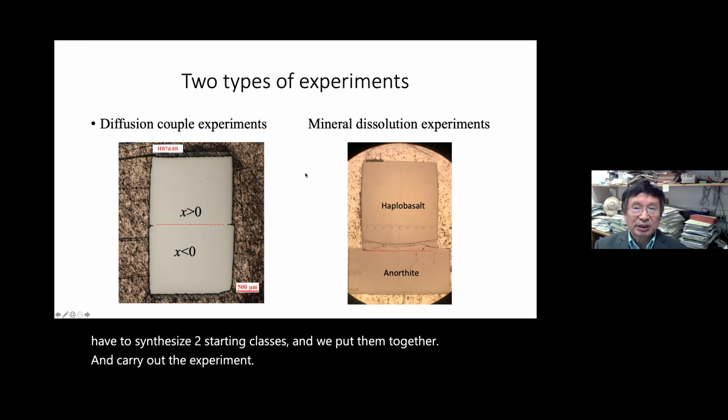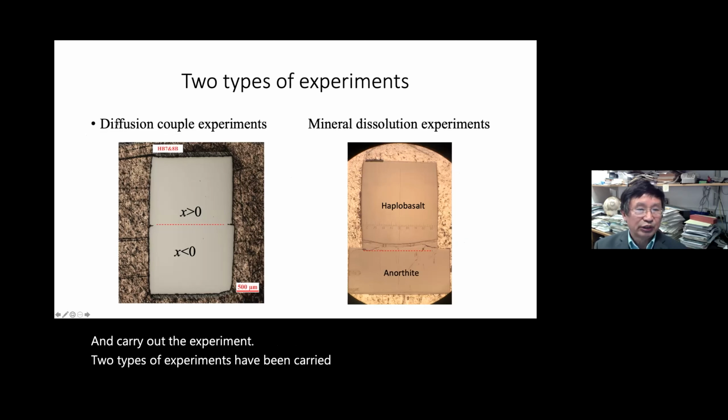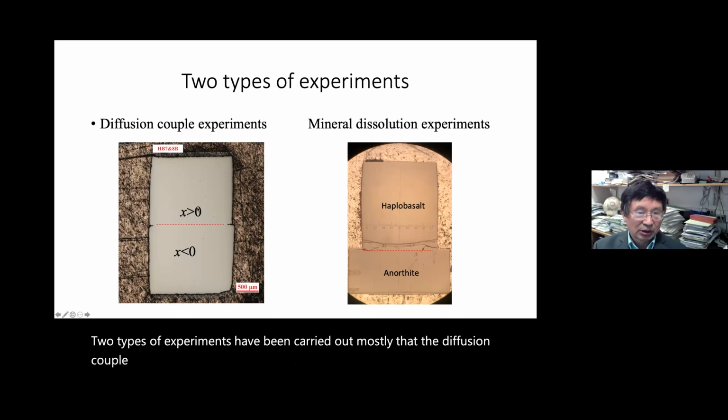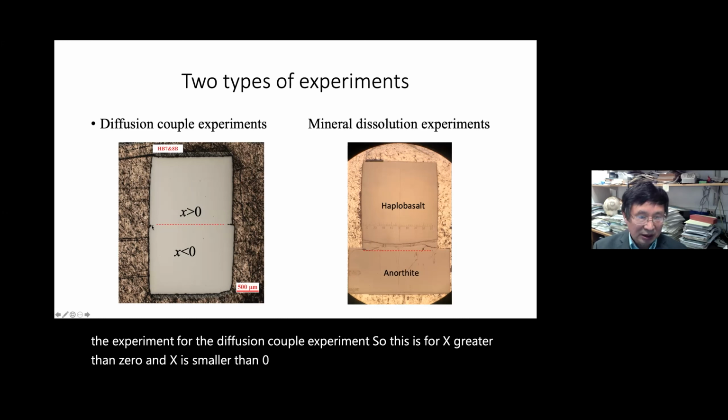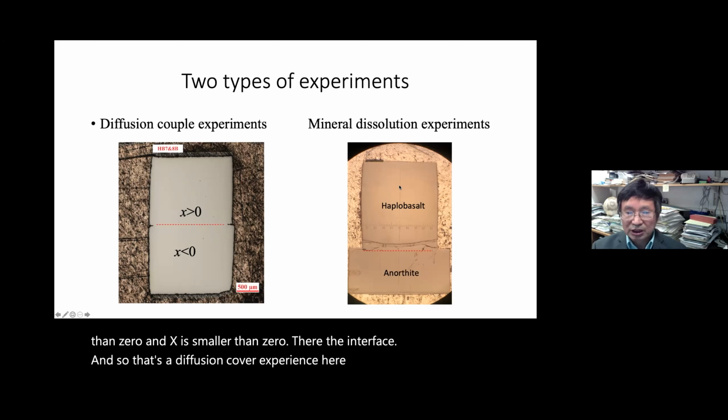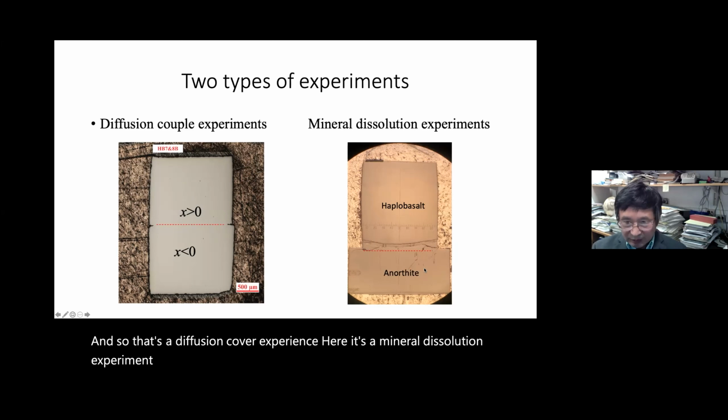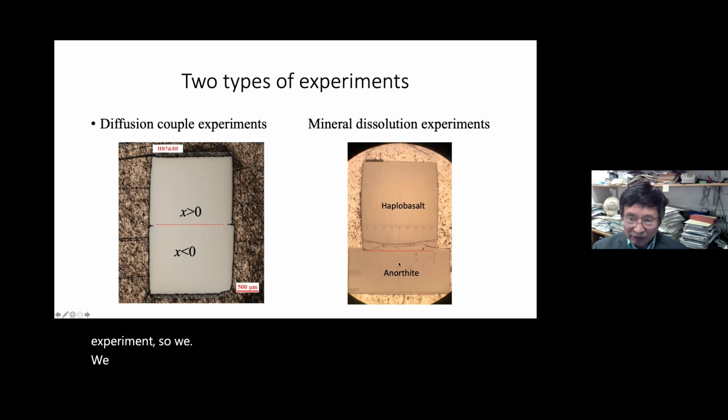Two types of experiments have been carried out. Mostly they're the diffusion couple experiments. This diagram shows the experimental charge after a diffusion couple experiment, with X greater than 0 and X smaller than 0, and there's the interface. Here it's a mineral dissolution experiment, where we let anorthite dissolve into haplobasalt, and here is the interface between haplobasalt and anorthite.